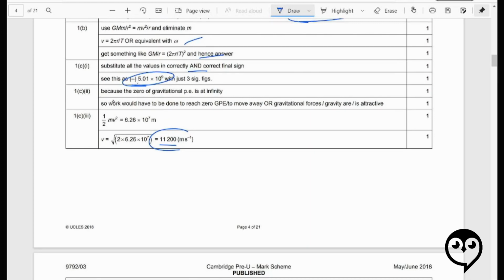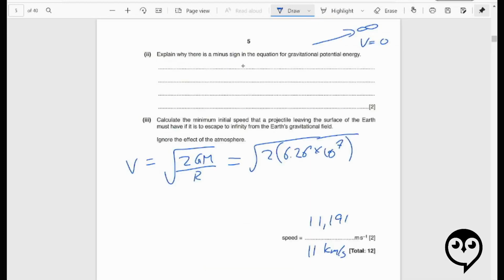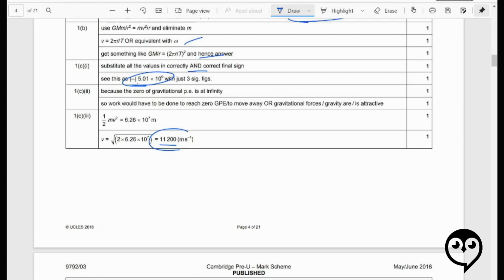It's negative. And why is there a minus sign? Okay, so it's because 0 gravitational potential energy has been defined as being infinitely far away. It's defined at infinity, so work needs to be done to reach 0 gravitational potential energy, to move away. Or you can say it's because we've defined it that way, and since that's infinity, as you go in, gravity is attractive. You are doing not work against gravity, but with gravity, and so you would have a lower amount of energy, which would make it negative.